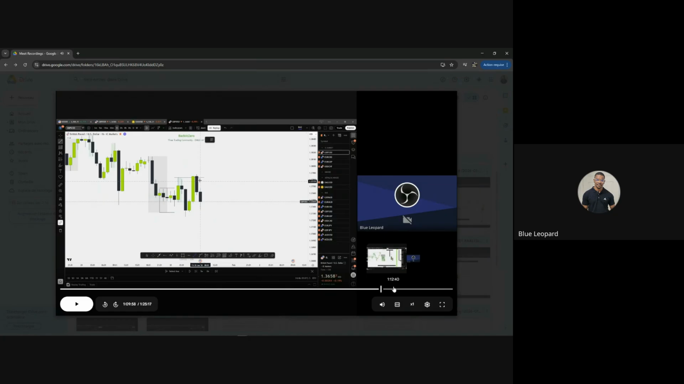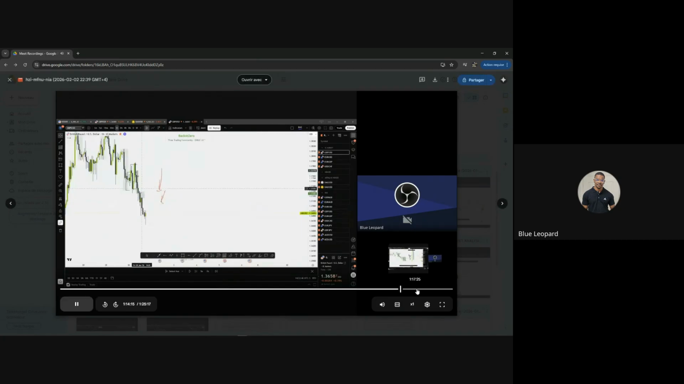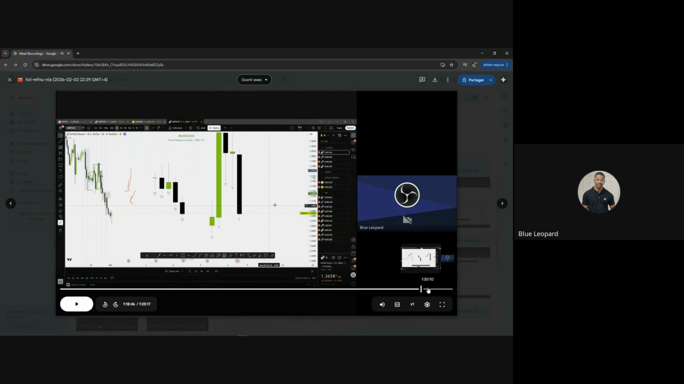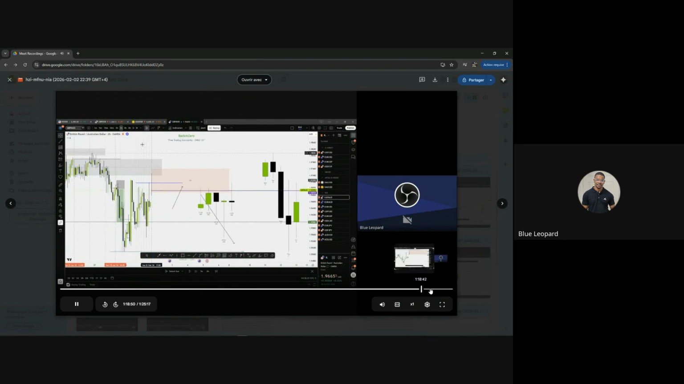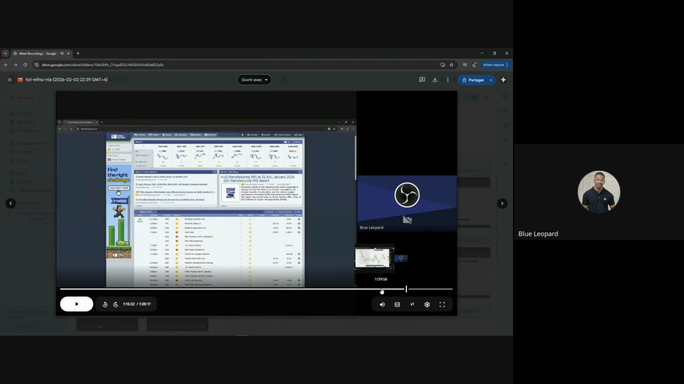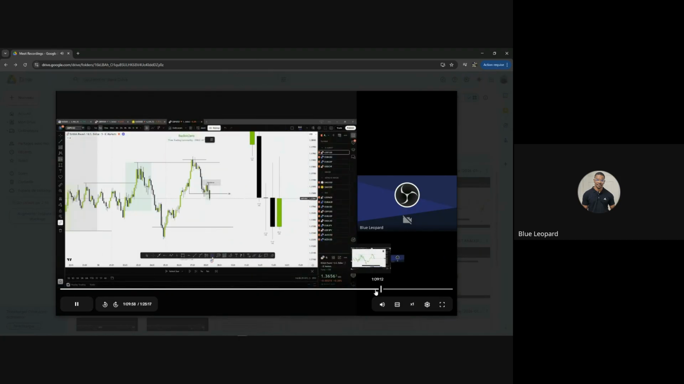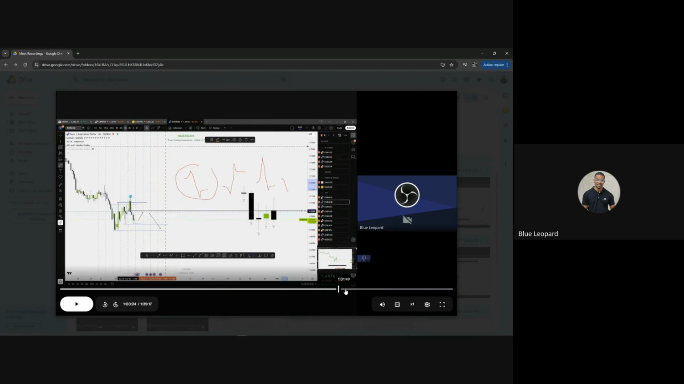GBP USD. I'm trying to show you how we marked all these levels before. Yeah, you see here, this is GBP. I'm looking for the Euro USD. Euro USD was just before this. Yeah. I want to explain to you something, so I have to find it. Bear with me, guys.